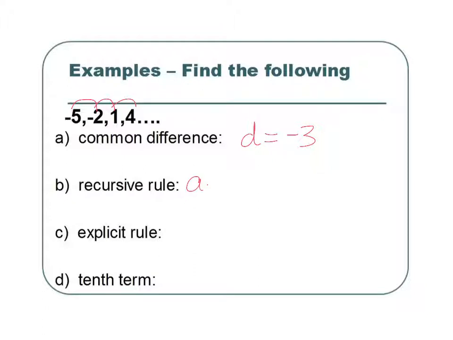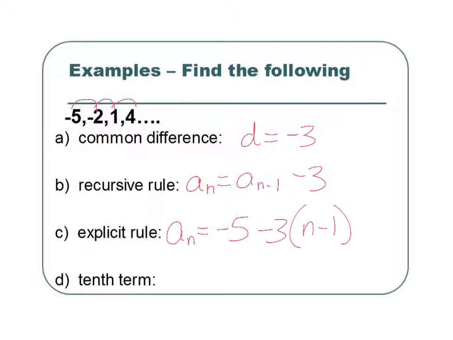Our recursive rule would be a sub n equals, and remember the recursive rule always uses the term before it, and we are subtracting 3. The explicit rule always uses the first term. So the first term is -5, and we are subtracting 3 n minus 1 times.